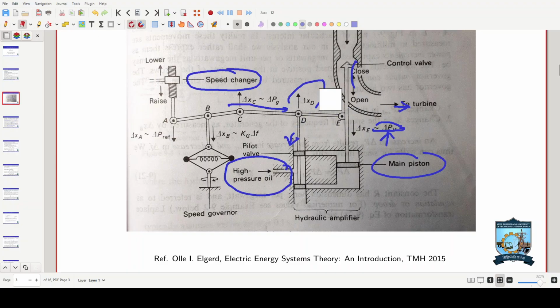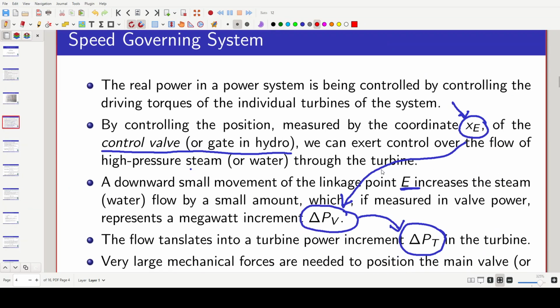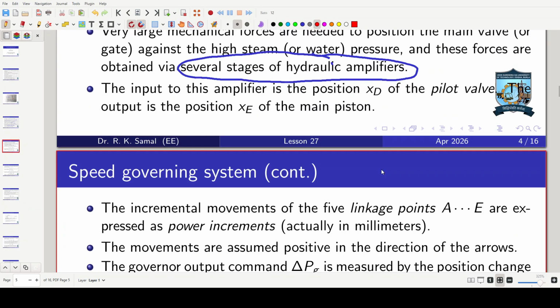As you see here, if delta XC increases, this particular area is open. I will erase this. So if you see here, if delta XC is drawn below, then this part is open. So if this opens, delta V increases. So delta XC of the linkage is converted into delta PV of the valve.